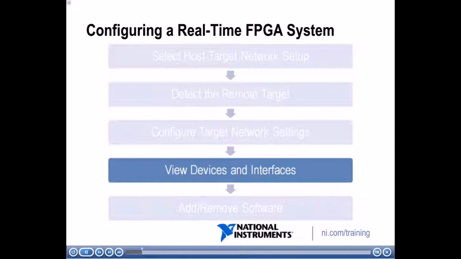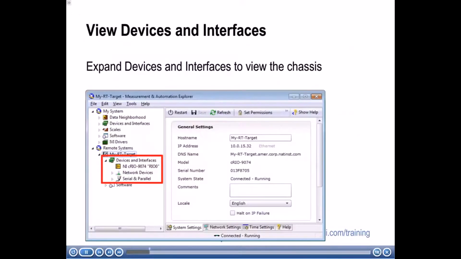Okay, so after you've configured your target network settings, the next thing you want to do is view devices and interfaces in MAX. So here we have a screenshot of MAX, and over here under our real-time target, in this case it's a CompactRIO, we can expand devices and interfaces and make sure everything shows up correctly. So in this case with CompactRIO, we just want to make sure that we see that FPGA appear correctly, which we see here as RIO 0. If you're using a PXI chassis that's running a real-time OS, then you'll want to make sure that the devices and interfaces show up accordingly and show the right boards in your PXI system.